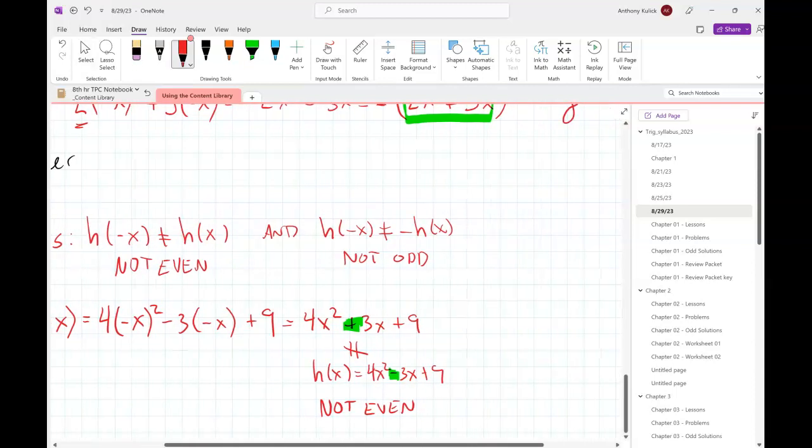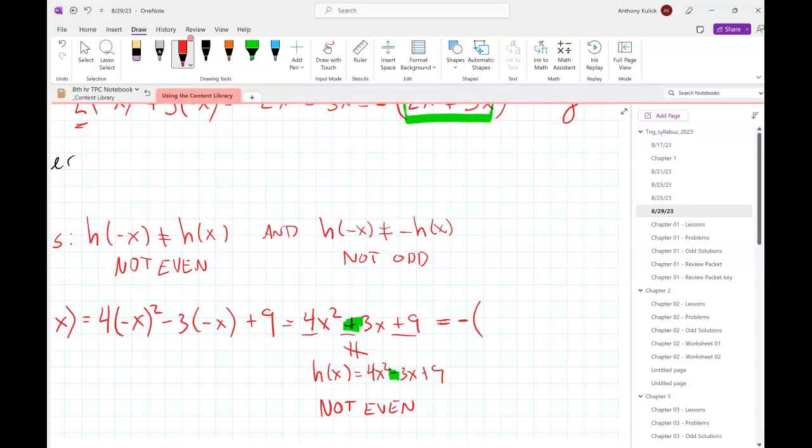Okay, I'm going to keep going now. I'm going to factor off a negative sign to check to see if it's odd. So if I factor a negative sign out, the sign on each one of these is going to flip. So positive 4x squared becomes negative 4x squared. Positive 3x becomes negative 3x. And positive 9 becomes negative 9. Everybody's okay with that?